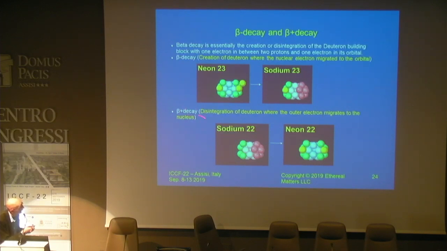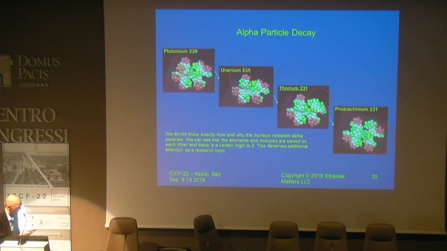Reversed, beta plus decay. We take away 1 from the sodium-23. We are left with sodium-22. Then it's not stable anymore because it's unbalanced, and it decays into a neon-22, back to its balanced state. So this is, I believe, depicting beta minus and beta plus decay, the creation or the disintegration of the deuteron building block. Alpha particle decay.